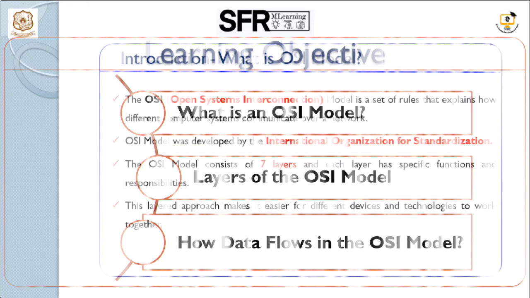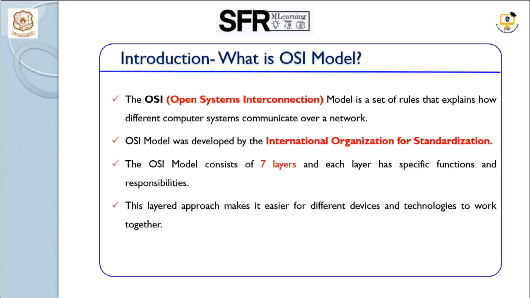OSI is nothing but the Open System Interconnection model, which is a set of rules that each and every computer in the network follows to communicate over a network. The OSI model was framed by the International Organization for Standards. There are 7 layers in the OSI model. Each and every layer has its own purpose and responsibilities.